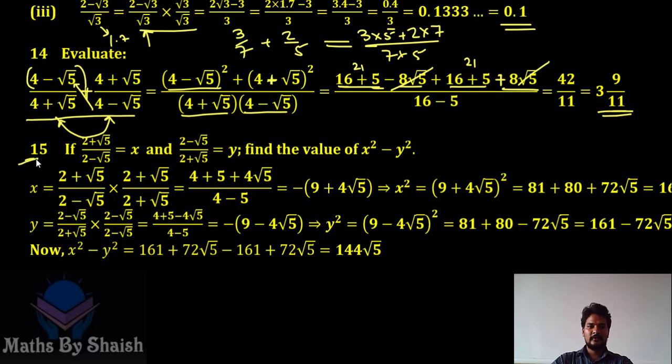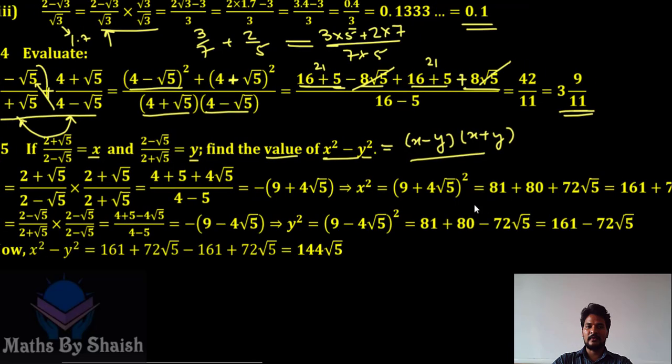The last question, 15th one: if 2 plus root 5 over 2 minus root 5 is x and 2 minus root 5 over 2 plus root 5 is y, find the value of x square minus y square. So there are two ways. First one, we can use the identity x minus y into x plus y, then also we will get the same answer. Otherwise we can simply solve x first of all and then y, and then we calculate x square of it, and then we can find the last value.